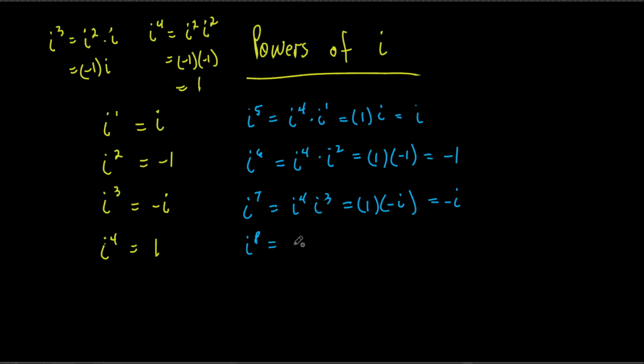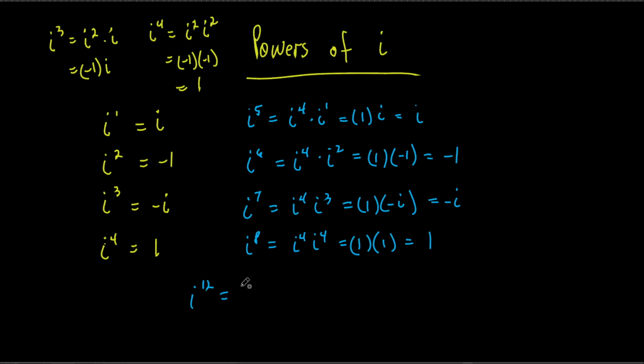What about i to the 8th? i to the fourth times what? i to the fourth. Good. What's i to the fourth? 1. What's another i to the fourth? 1. What's 1 times 1? It's 1. So check this out. i to the fourth is 1. i to the 8th is 1. So what do you think? What do you think i to the 12th is equal to?